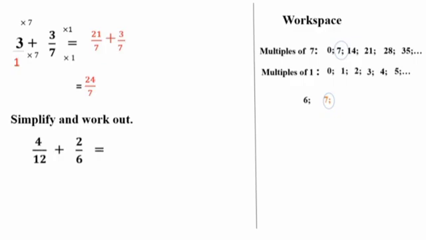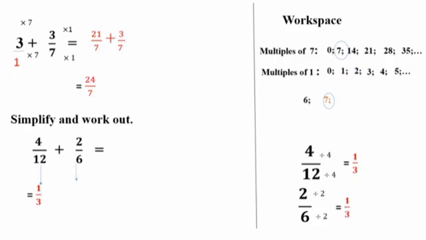Now we have to simplify and work out 4 over 12 plus 2 over 6. We can notice that 4 over 12 we can reduce. We can divide the numerator and the denominator by 4, so the answer will be 1 over 3. While the 2 over 6, we can divide it by 2 above and below, so the answer will be 1 over 3 as well.